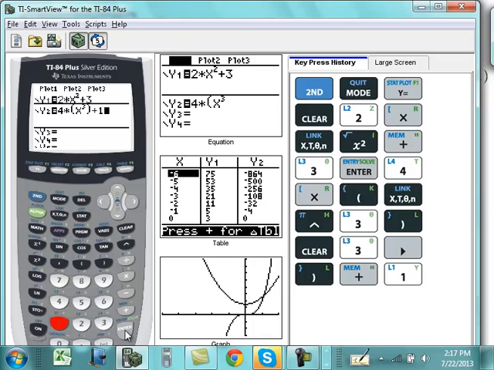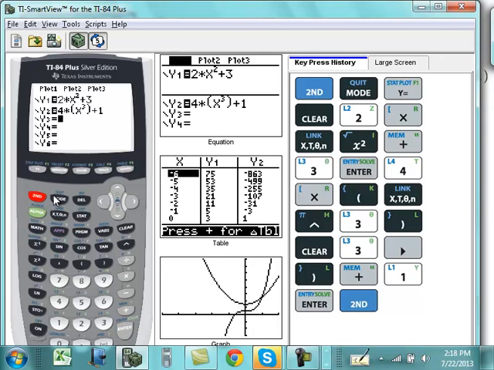Okay, so here on our graphing calculator, y sub 1 is 2 times x squared plus 3, and y sub 2 is 4 times x cubed plus 1. Now, let's go ahead and quit out of that, and let's see how to do compositions.